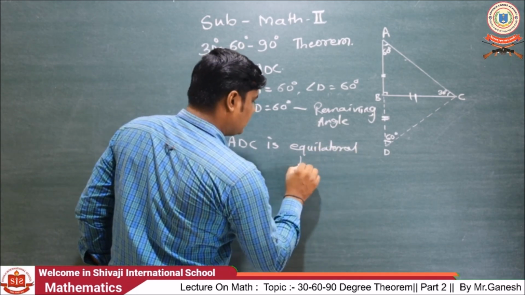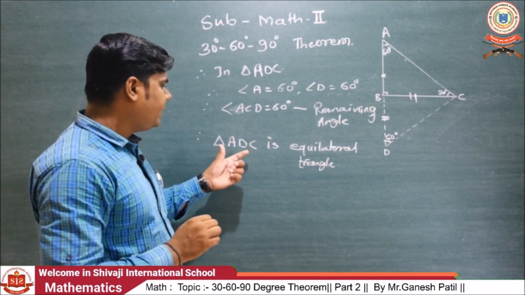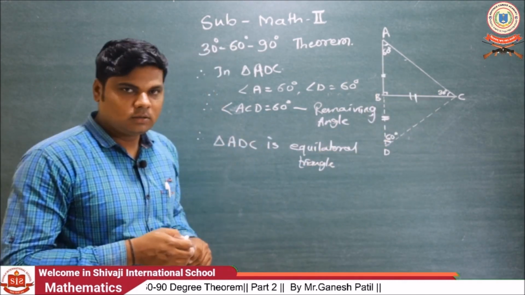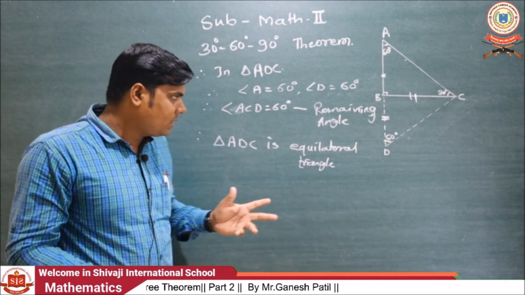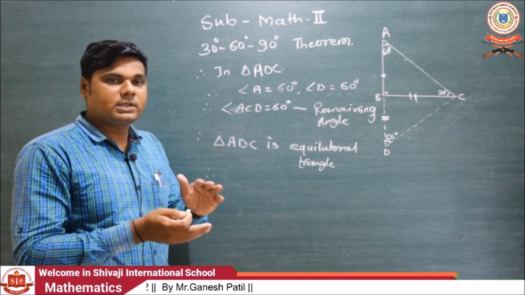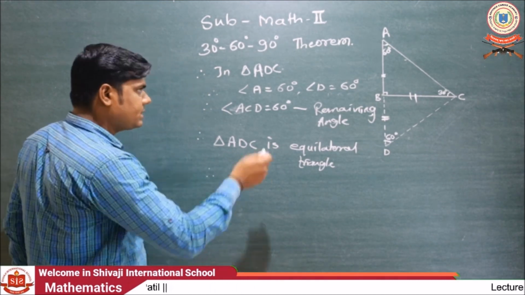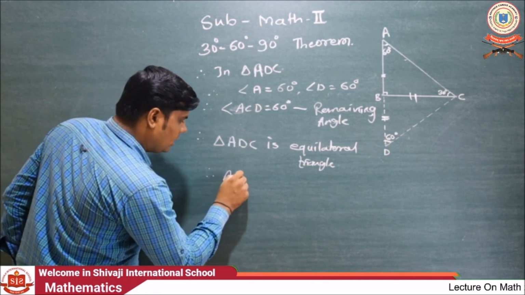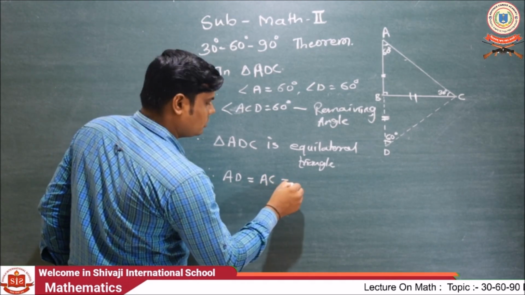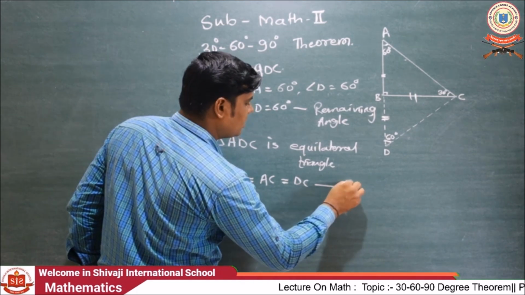So why do we call triangle ADC an equilateral triangle? Because all angles are equal. So all angles are equal, that's why all sides are also equal, because equilateral triangle means all sides or all angles are equal. Means AD is equal to AC is equal to CD or DC. This is equation number 2.